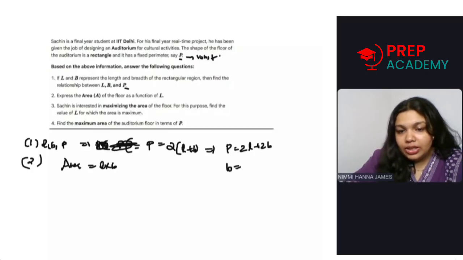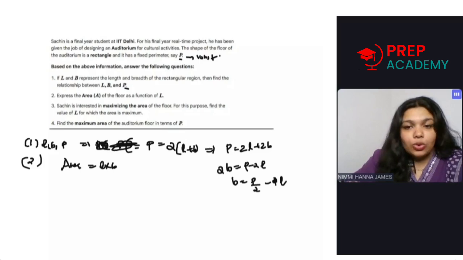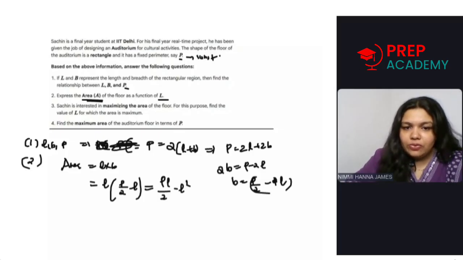From this, 2B is equal to P minus 2L, and B is equal to P by 2 minus L. The 2 and 2 get cancelled there. So I am substituting that B here: L into (P by 2 minus L). Opening the bracket, we get PL by 2 minus L square. So we expressed area as a function of L.